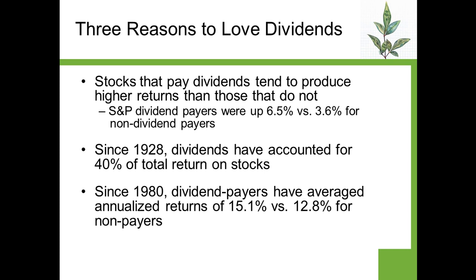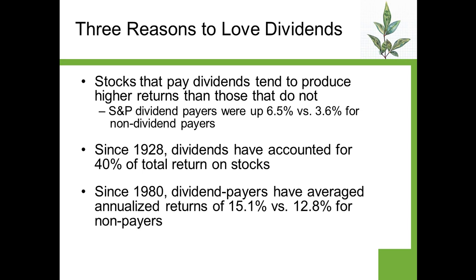If you look at S&P, S&P is a rating company in the US. Dividend payers were up 6.5% versus 3.6% for non-dividend payers. It shows that dividend payers are growing by 6.5%, but the organizations which are not dividend payers are growing by 3.6%. So there is a difference between the growth of dividend payers and non-dividend payers.